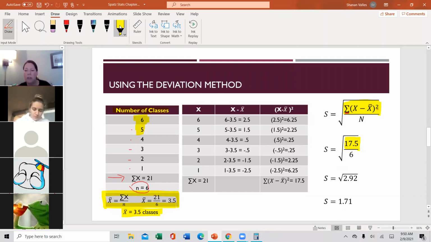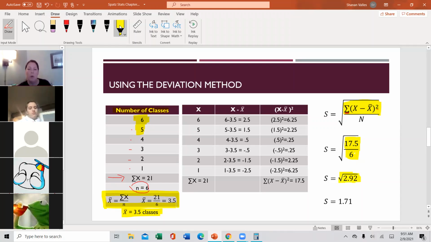So what we're going to do is divide the 17.5 by 6. I'm working it on my calculator real quick. 17.5 divided by 6, and I get 2.91666666 repeating. Remember, I will always go to the second decimal. So I had 2.916, so I bumped that 1 up to a 2. And that's where I got the 2.92.